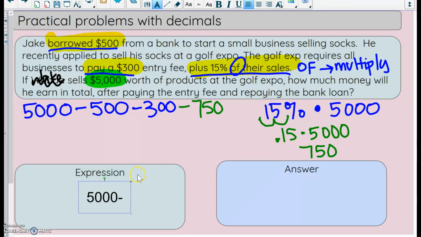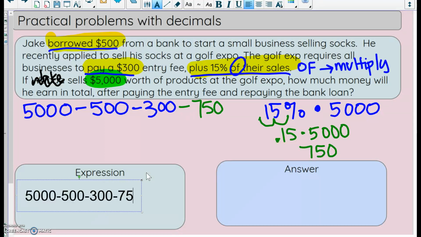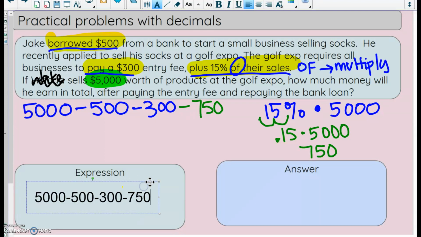minus 500 minus 300 minus 750. Okay, and this will be the expression for Jake's total earnings. So 5,000 minus 500 minus 300 minus 750.